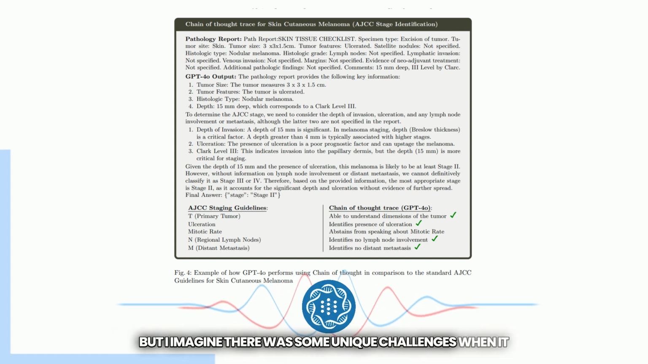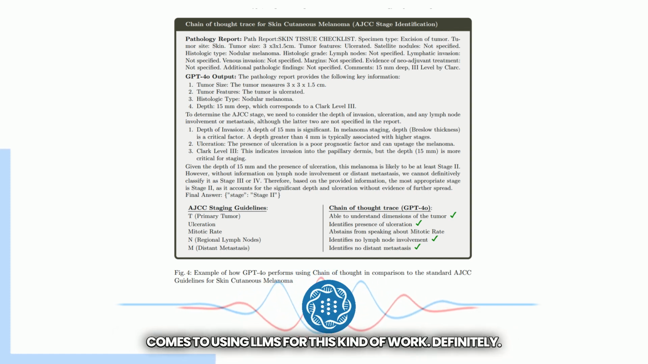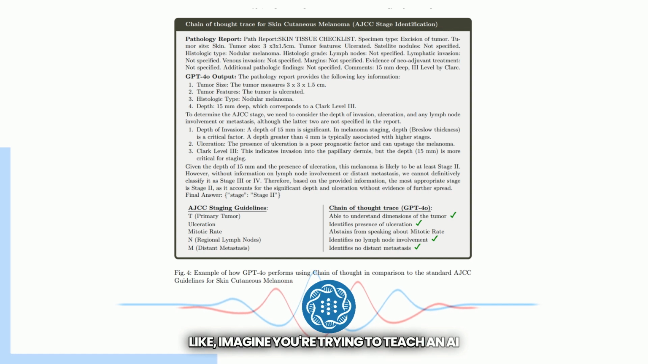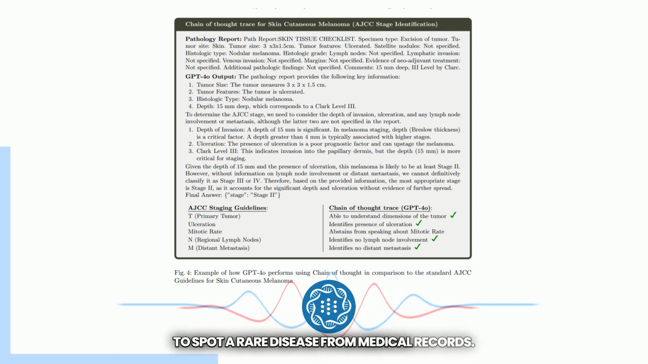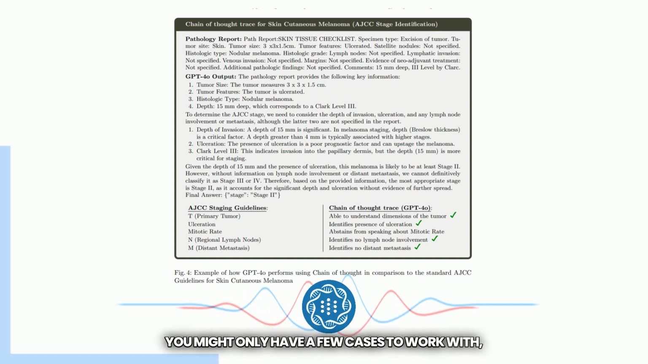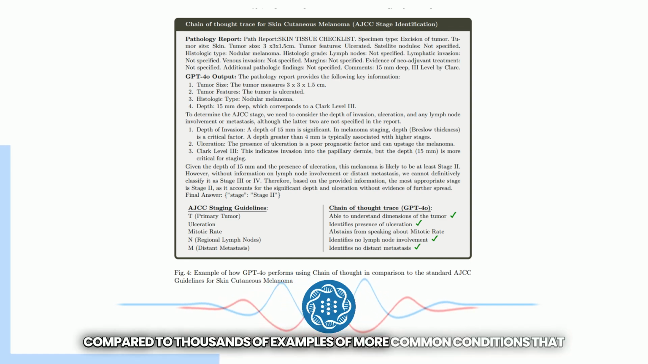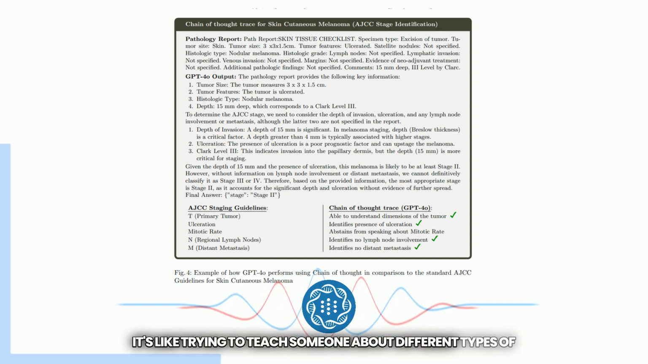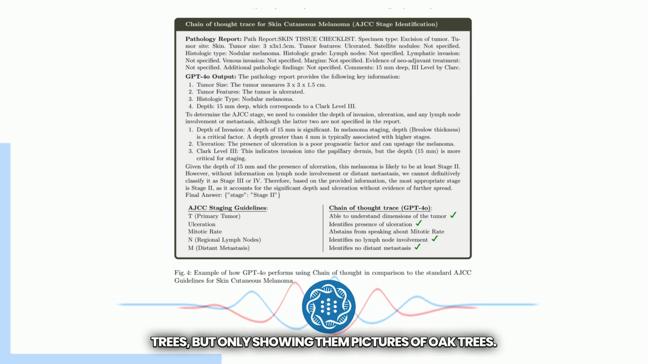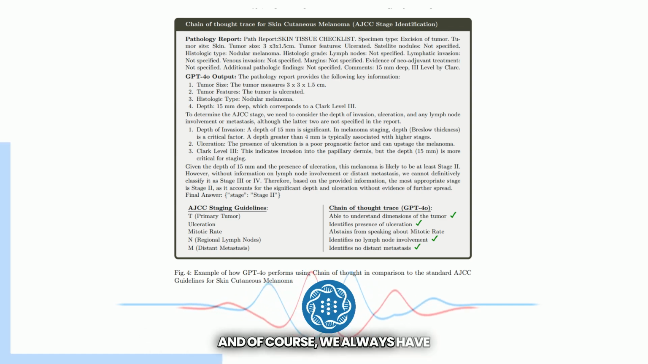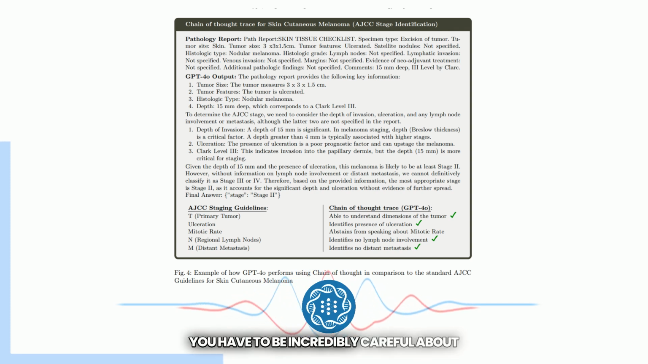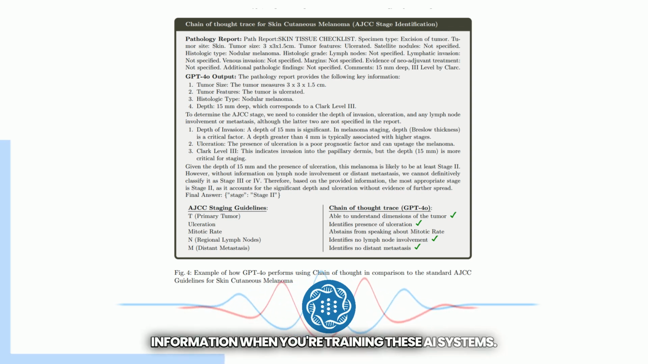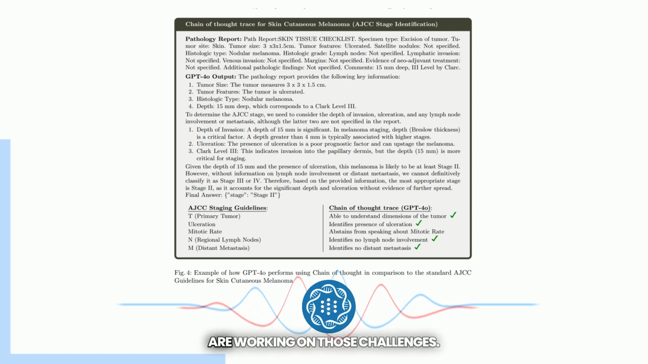But I imagine there were some unique challenges when it comes to using LLMs for this kind of work. Oh, yeah. Definitely. One of the biggest challenges is dealing with imbalanced data. Imagine you're trying to teach an AI to spot a rare disease from medical records. You might only have a few cases to work with, compared to thousands of examples of more common conditions. That can really mess up the AI's learning process. It's like trying to teach someone about different types of trees, but only showing them pictures of oak trees. Exactly. And of course, we always have to think about patient privacy. You have to be incredibly careful about how you use and share sensitive medical information when you're training these AI systems. Absolutely. It's great to hear that researchers are working on those challenges.